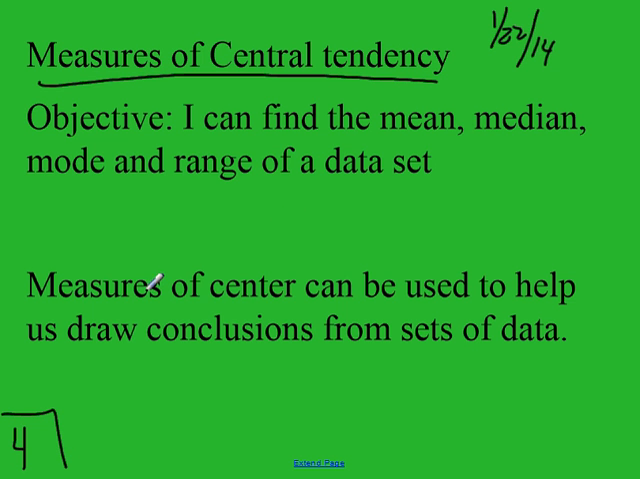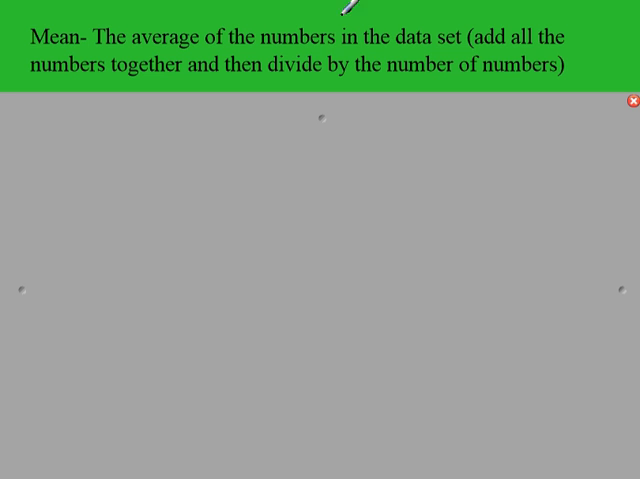And I want you to write down what we use these measures of center for. They help us draw conclusions from sets of data. So the mean is the average number. And how many times in your life do you hear about average? Average is everywhere. We use these measures of center probably much more often than you would initially think. So let's look at some examples, and then tomorrow in class we'll actually apply this to some real-world situations.